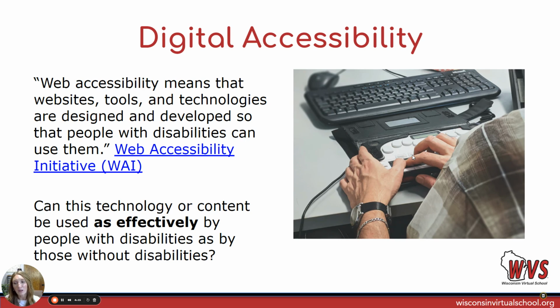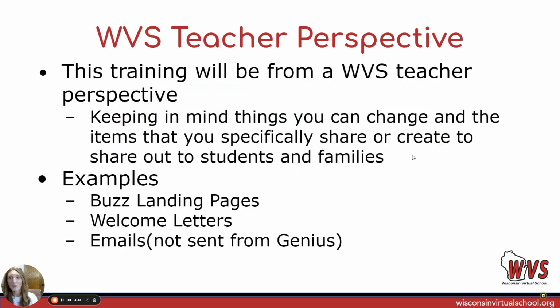So when we think about that, we have to think about a wide variety of people and different obstacles that they may face. When we are accessing or sharing something to someone, can everyone access this? Are we giving everyone an equal opportunity? And we might not always know, but we need to be thinking about that as much as we can. And then if needing to make a change, open to making that change so that all can access those items or content items. So again, this is coming from a WVS teacher perspective as much as possible.